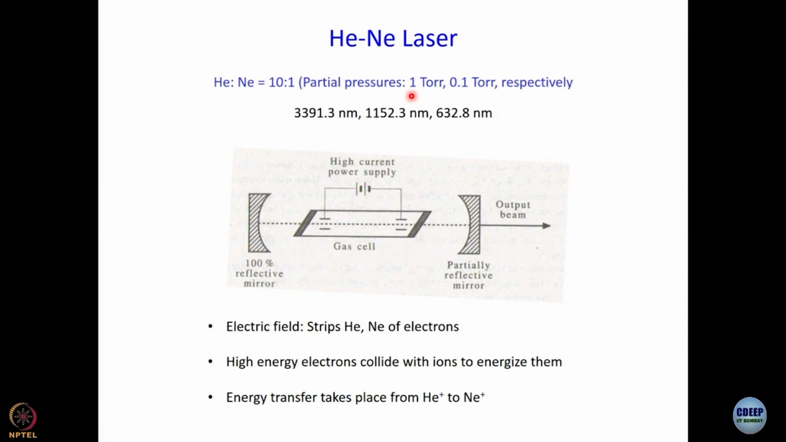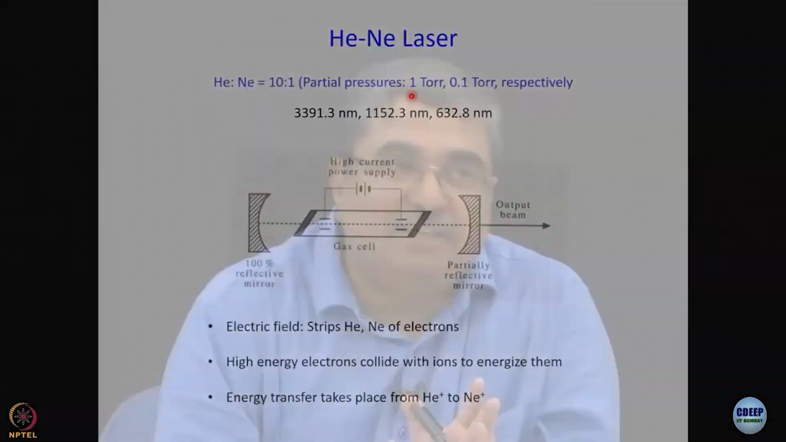Okay. Remember, a two-level system will not give you lasing. You need 3 levels. You need to have population inversion. This population inversion is achieved by taking helium in excess, getting it energized, and then getting that energy transferred to neon, which now has energy levels that are suitable to give you the wavelengths that we just mentioned here. I will show you the energy level diagram, then hopefully it will become a little more clear.